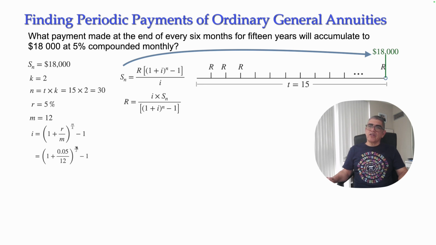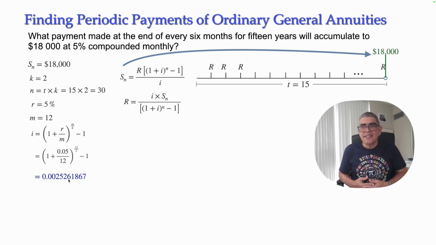You notice that this 12 over 2 is 6. So you can use your calculator in just one step. Open bracket, 1 plus 0.05 over 12, close bracket, to the power 6 minus 1. And then you notice that the answer is 0.0025261867. This is the number that I put in the memory of my calculator.